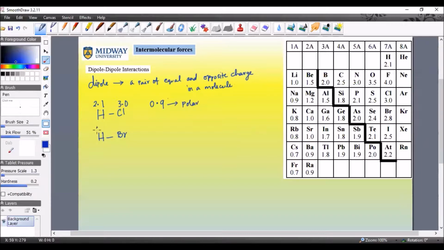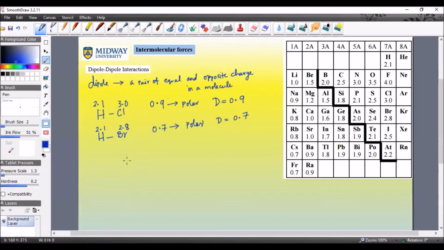Let's do the same for our HBr. So 2.1 is hydrogen, and then Br is 2.8. So it's 0.7, which means it's still past that 0.6, so it's technically polar. This difference in electronegativity value is the dipole moment. The dipole moment is usually indicated by the letter D. So D equals 0.9 for HCl, D equals 0.7 for HBr.